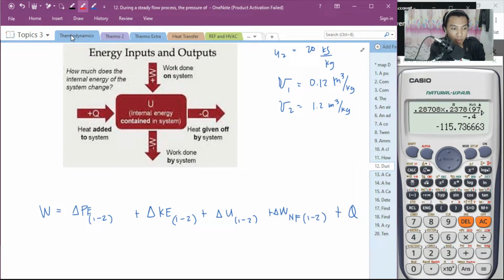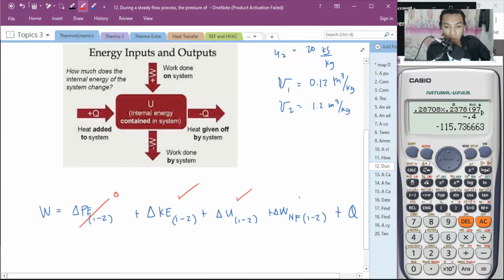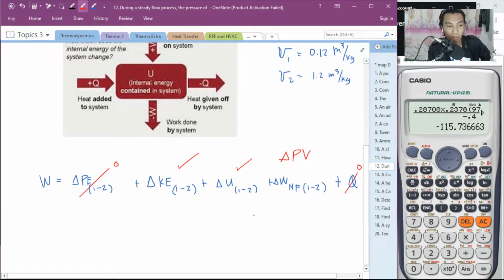So, cancel the ones that were not given. Was an elevation change given? No. That is 0. Was a change in velocity given? Yes. Was a change in internal energy given? Yes. You have pressure and volume, this is delta PV. And then, no heat exchange was given, so 0. Now, we can proceed with the calculation without the potential change and the heat addition or rejection.